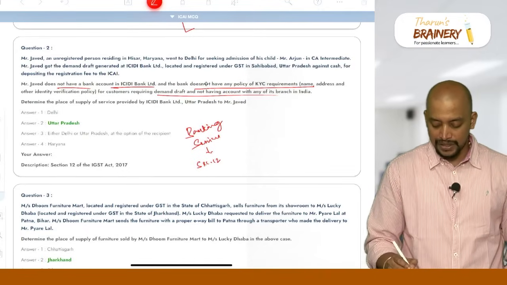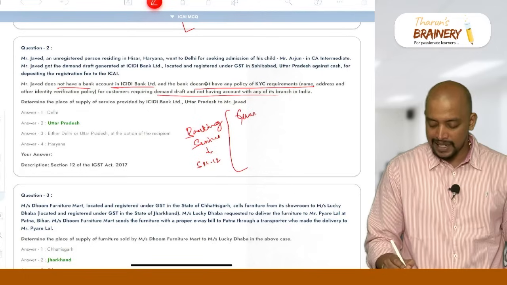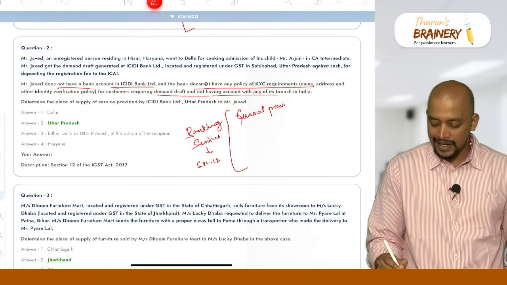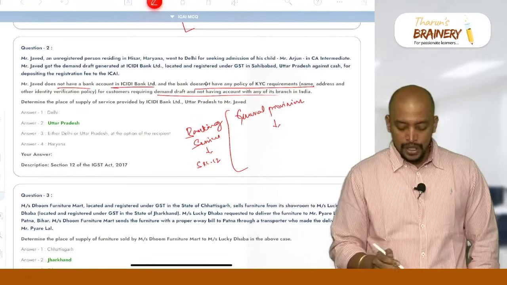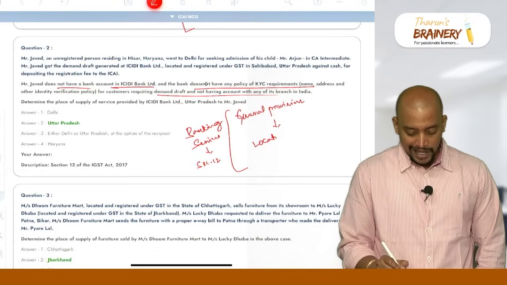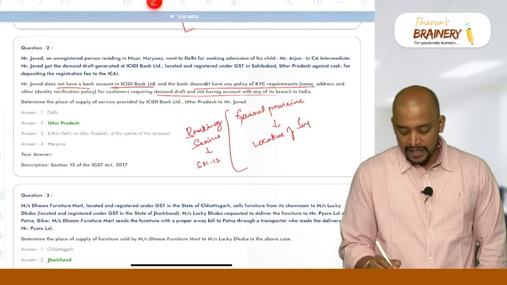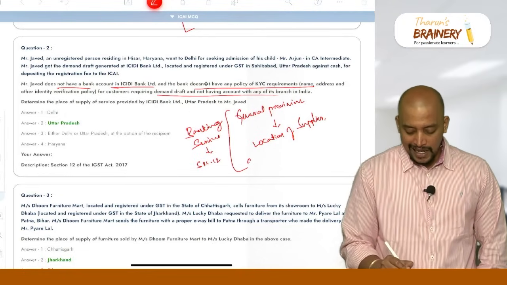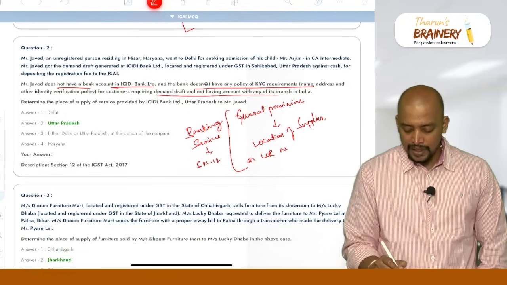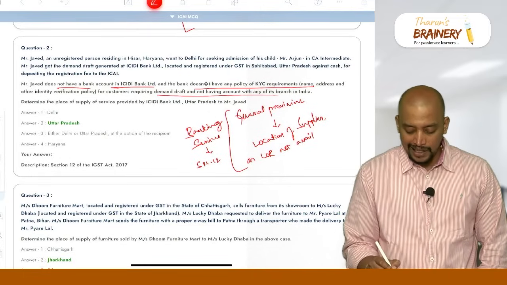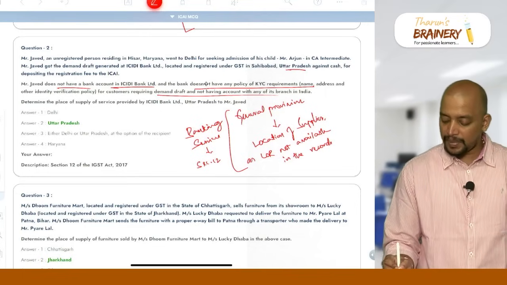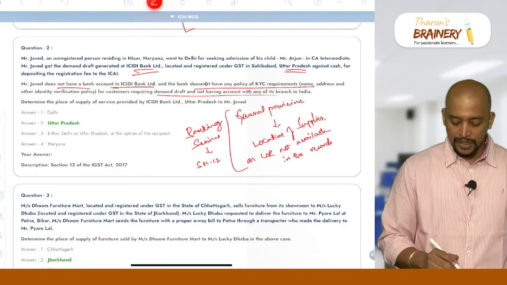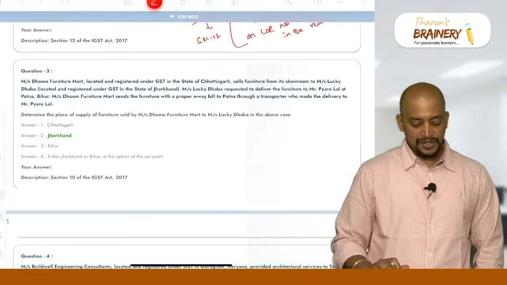So general provisions, we need to take general provisions. As per general provisions, again, whether the supplier is having the details of the recipient, no. So therefore we will take location of supplier, as location of recipient is not available in the records. Where is the supplier located? That bank is located in Uttar Pradesh, so Uttar Pradesh will be taken as the place of supply.